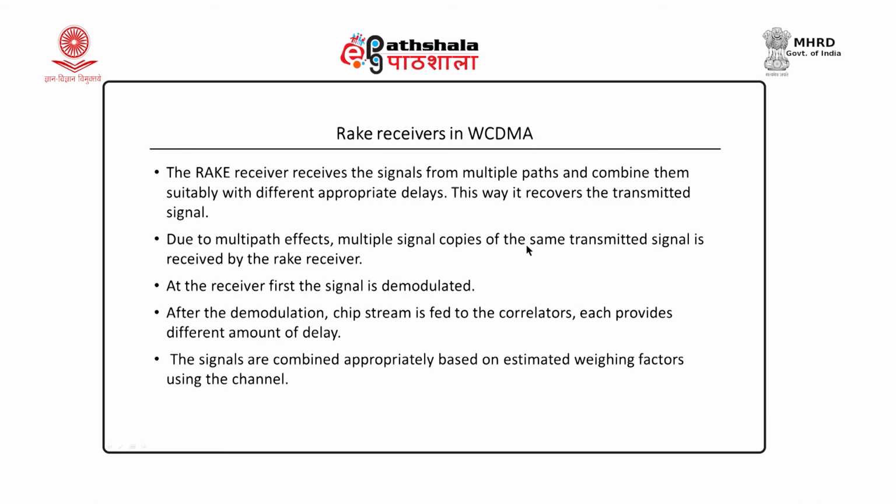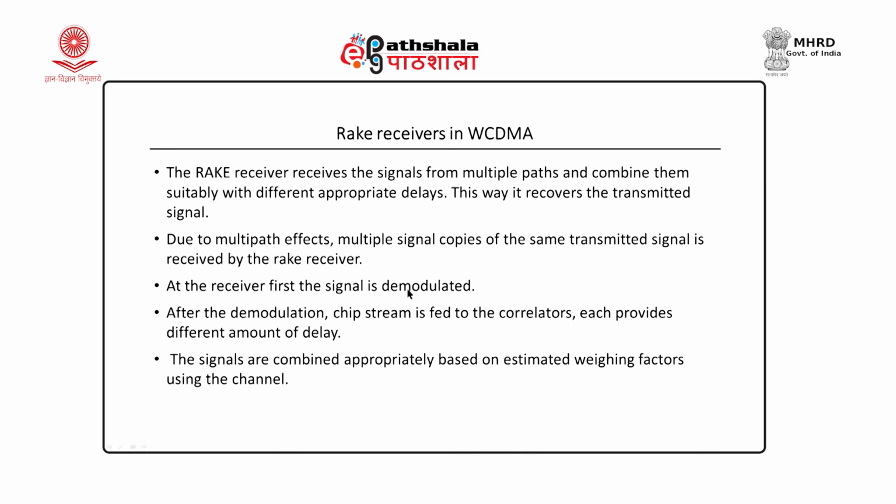And the last topic in today's module is the rake receiver. These also are a solution to the multipath components, and these are used in WCDMA where the codes have been used to spread the signal. What is done in the rake receiver is that they receive the signals from the multiple paths, that is the multipath components, and then they combine them suitably with appropriate delays and recover the transmitted signal.